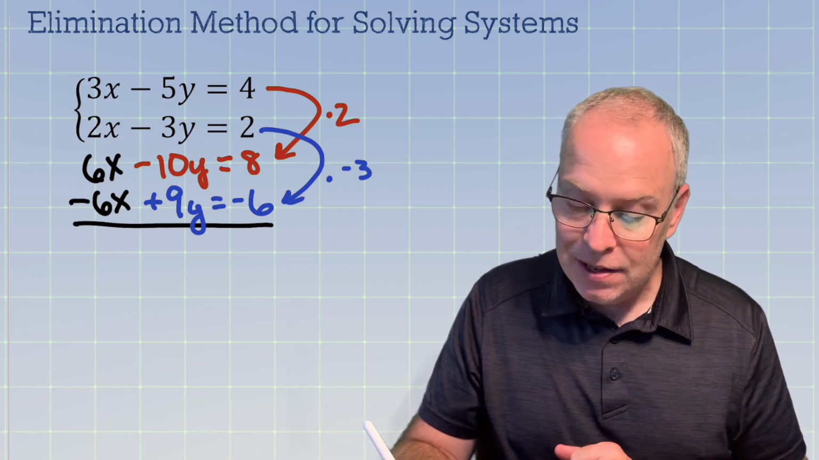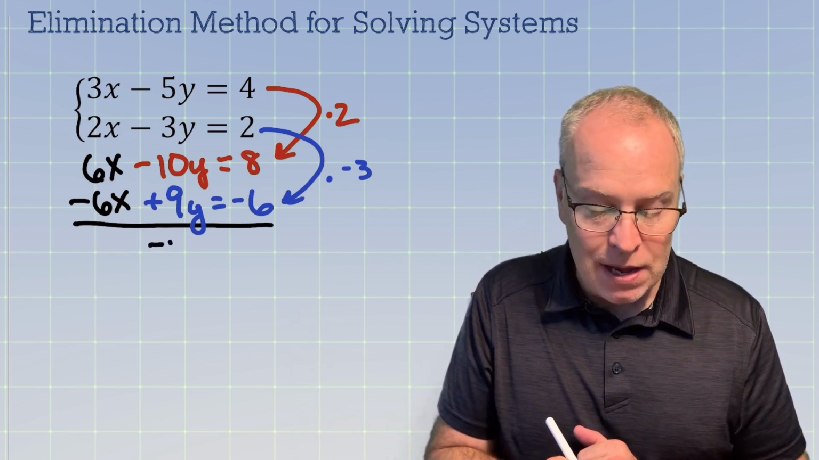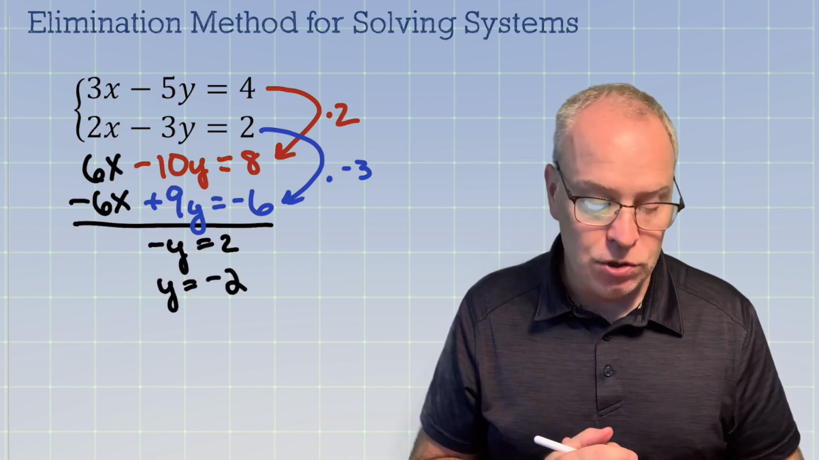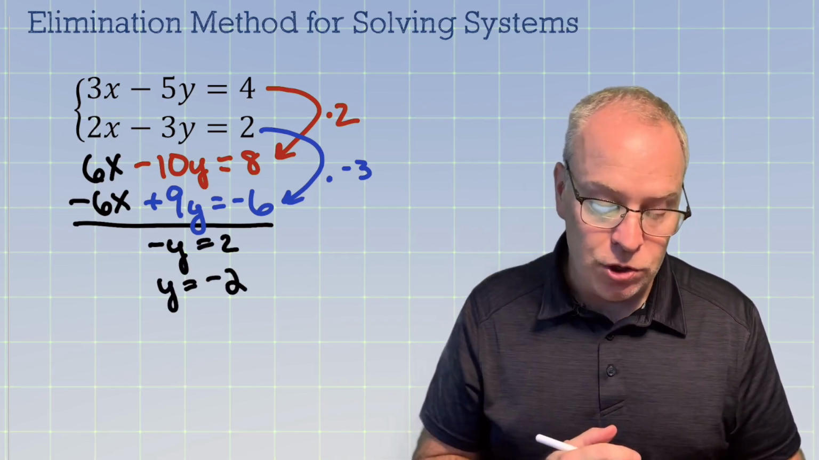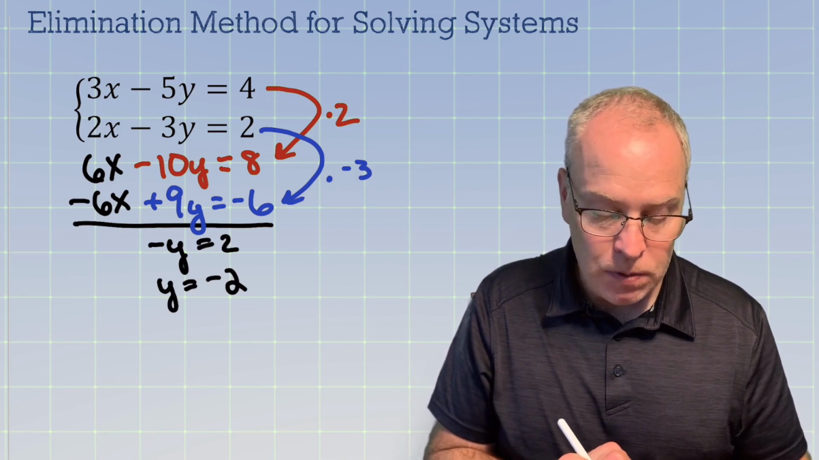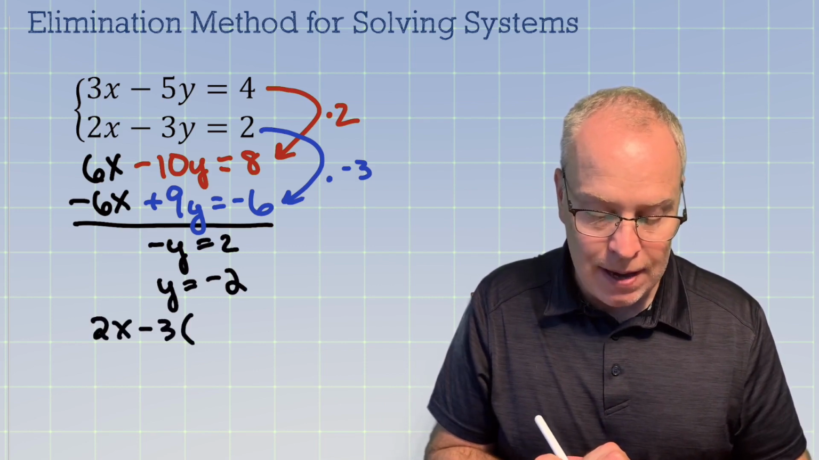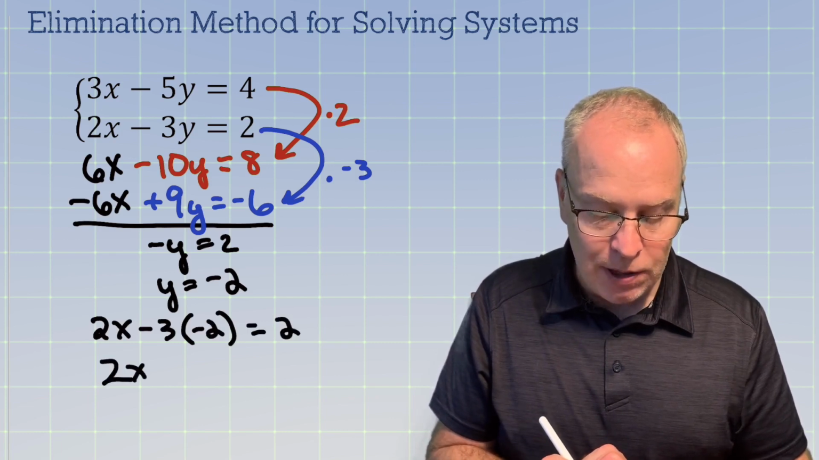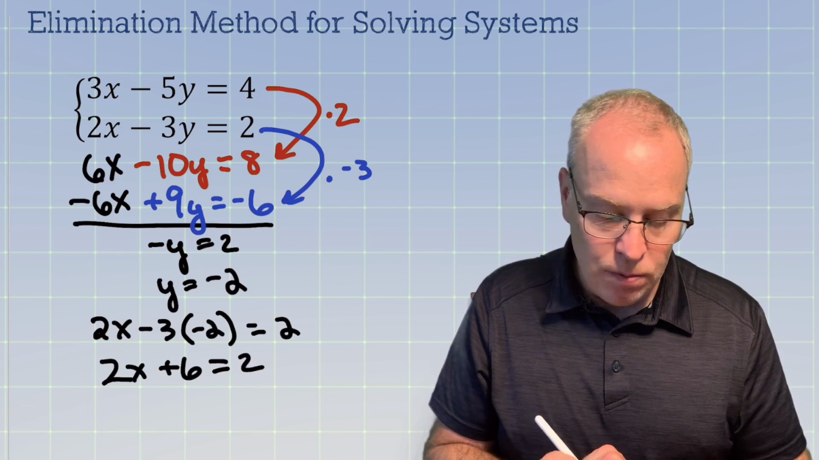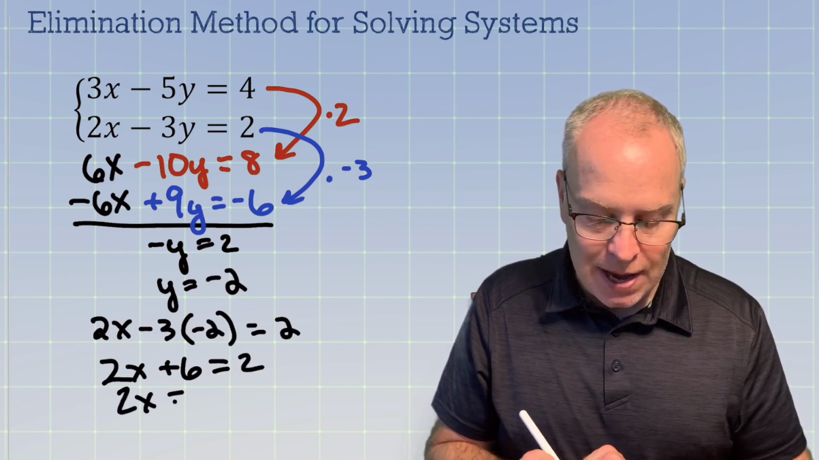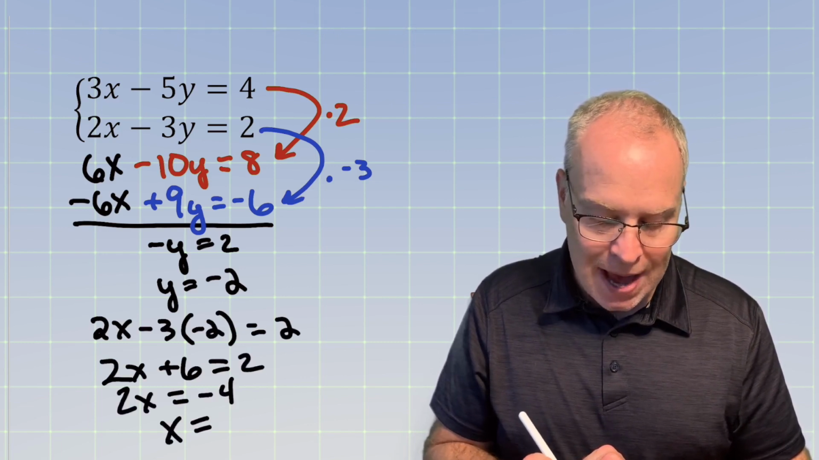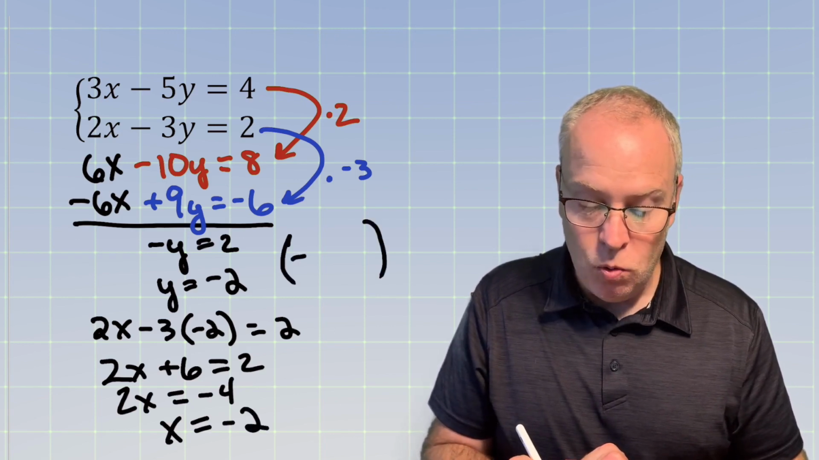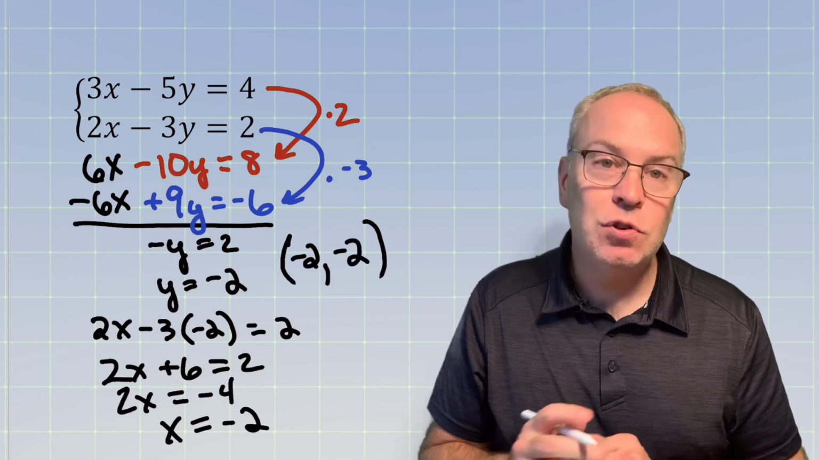Let's see. Let's add these two equations up now. We get negative y equals 2, so y equals negative 2. Well, that wasn't so bad. Now let's go up to one of the original equations. I'll use the second one. 2x minus 3 times my negative 2 answer is 2. So 2x plus 6 equals 2. I'm going to minus 6 on both sides and divide by 2, x equals negative 2. So the answer, if I write it as a point, would be negative 2, negative 2.